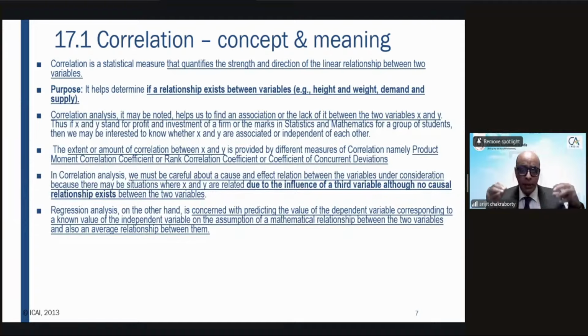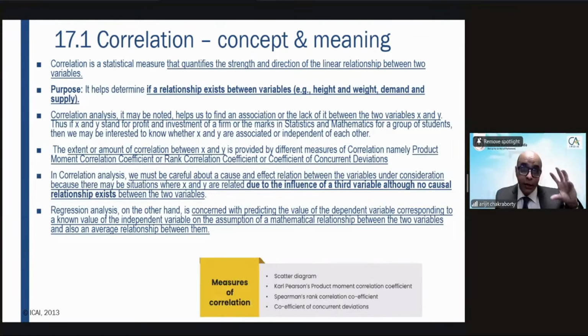Artificial intelligence, if you actually look at it, the heart of AI is predictive analytics. And the basic ABCD of prediction is chapter 17 of our curriculum, that is correlation and regression. In regression we will talk about prediction, in correlation we will talk about finding a relationship, and if a relation exists, how strong it is, we will try to find that out. How to find the strength of correlation? Now we look at the measures of correlation.